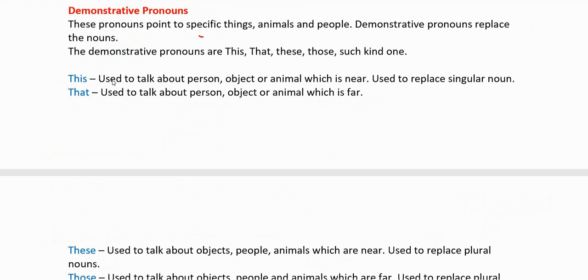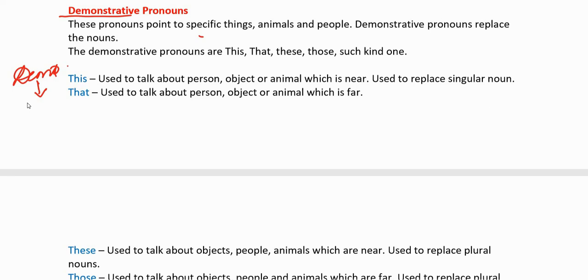Demonstrative pronouns. Now what do you understand by the word demonstrate? Demonstrate means to explain something. You may have come across the word demo. Now let us assume that you have bought a washing machine. Now you don't know how to operate it. Now the person from the company comes to your house and he gives the demo about the washing machine, how exactly you have to use it. So basically, a clear explanation about something is called a demo or demonstration.